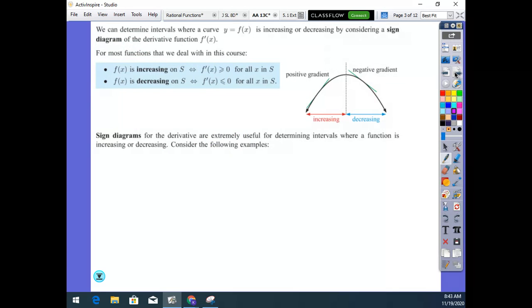All right, so does it also make sense that f is increasing if the derivative is greater than 0, which is positive? If there's a positive slope, positive gradient, that means it's going up. If there's a negative gradient, negative slope, it's going down. So this is what we're really going to get into now because we're going to use this for our equations. So let's look at some examples.